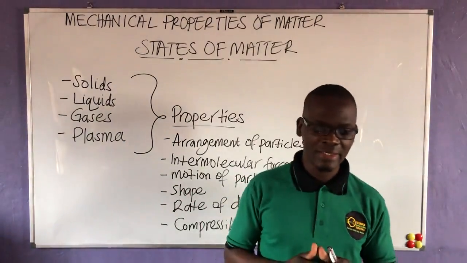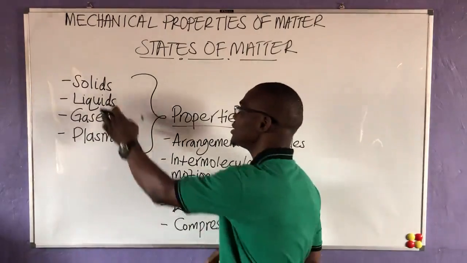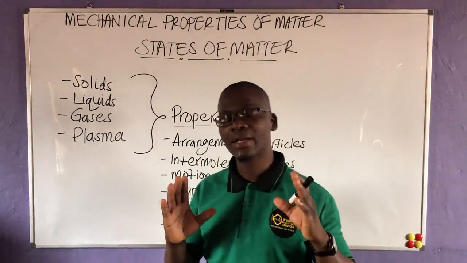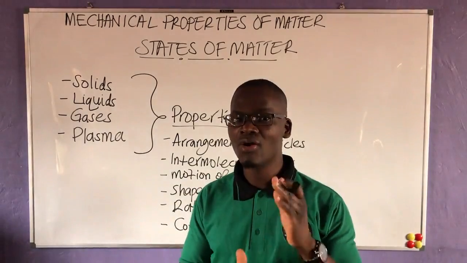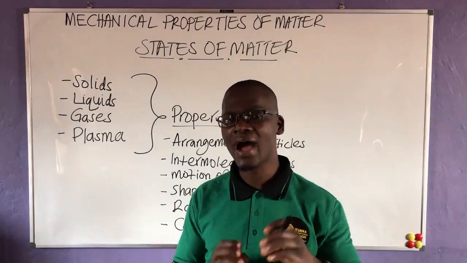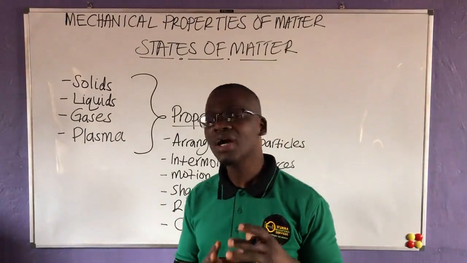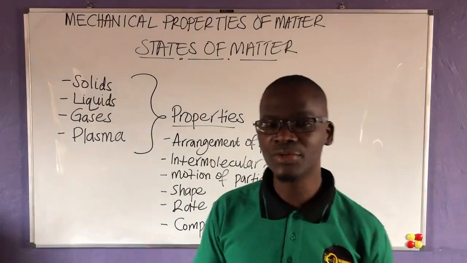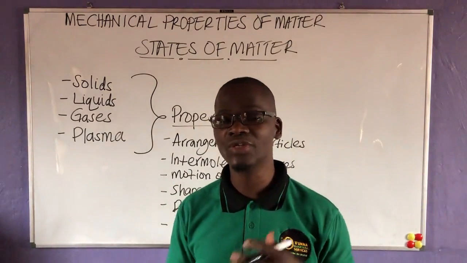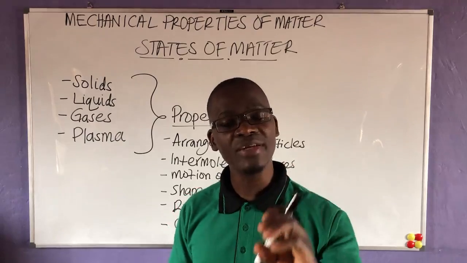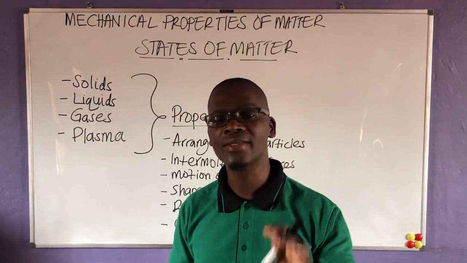So let us look at the properties of each state of matter. We shall start with the solids. However, these properties are shared among the states of matter. Only that these states of matter have different behaviors, as we shall see when we talk about the arrangement of particles in these states. They all have particles, but are arranged in different ways. And the arrangement of the particles gives us the properties and behaviors of these states of matter.